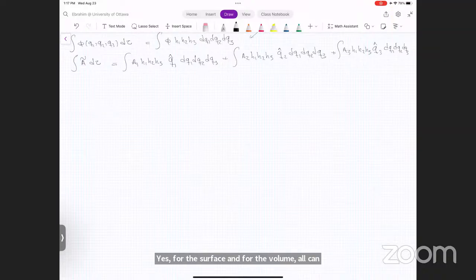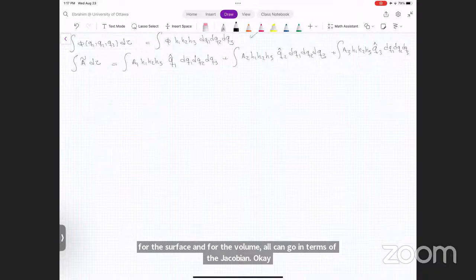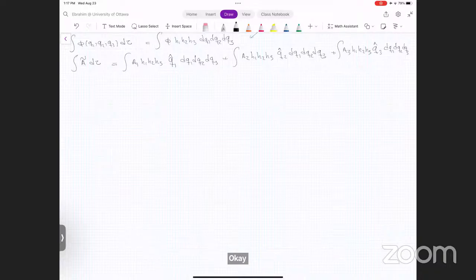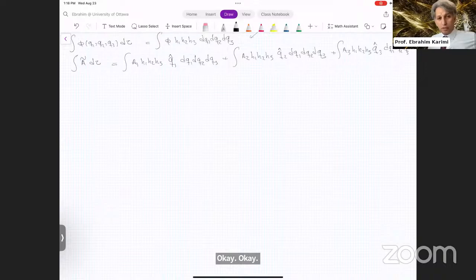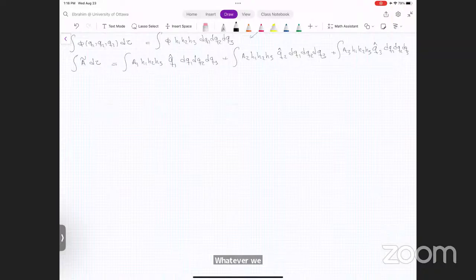The last question is from Shania. She says, can we use the closed surface integral of A to find the volume integral? Oh, you can do that. Yes, absolutely, not a problem. Whatever we discuss is valid. That was all. Thank you, Professor. Okay, of course.